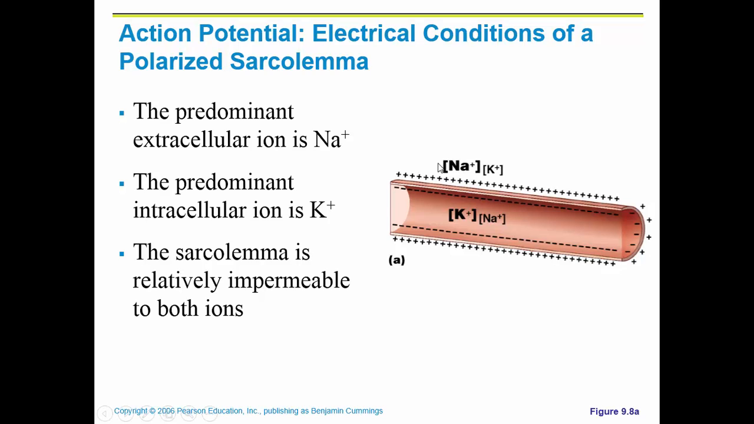As I said before, we mainly have sodium on the outside, potassium on the inside, and the sarcolemma is relatively impermeable to both ions, meaning that the ions do not move in or out freely.